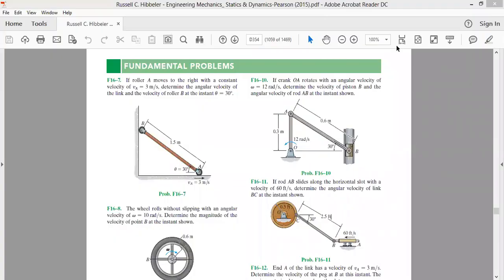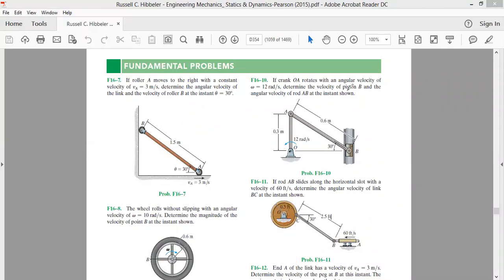Now let's try to solve one more fundamental problem. We are given a link OA, which is called a crank. A crank is a link whose motion is complete rotational motion, which means it describes an angle of 360 degrees. Crank OA rotates with an angular velocity of 12 radians per second in the anti-clockwise sense.